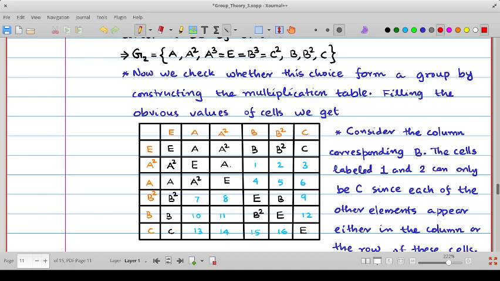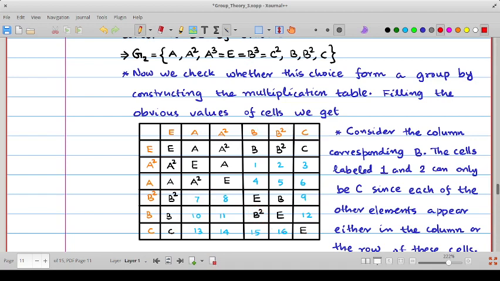So the next thing is this cell, which is actually A times A and which is A square. And the same happens over here in this cell, which is actually B square multiplied by B square, which is B to the power 4. But then B to the power 4 is B cube times B. But then B cube is E, as we have chosen B to be an element of order 3. And this cell is simply B times B, which is B square.